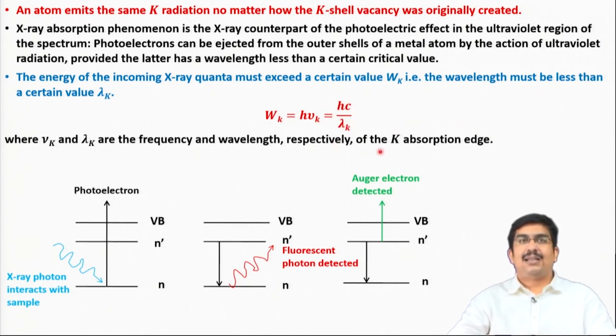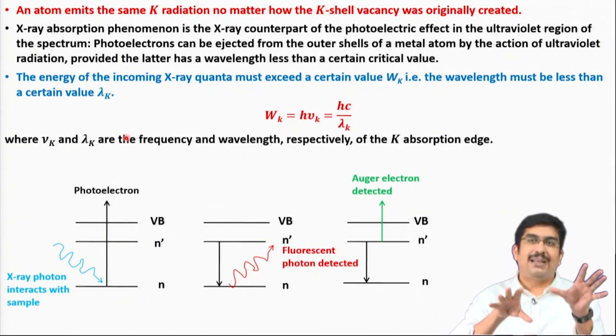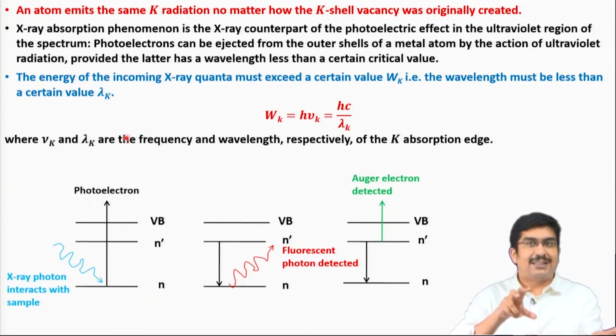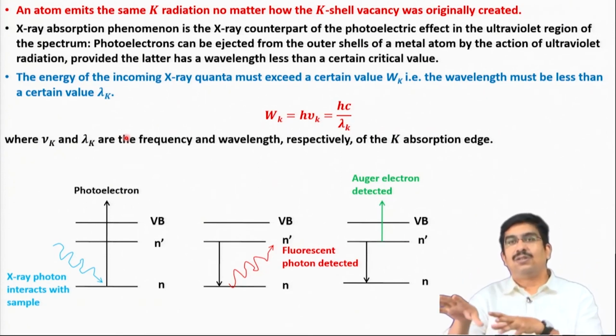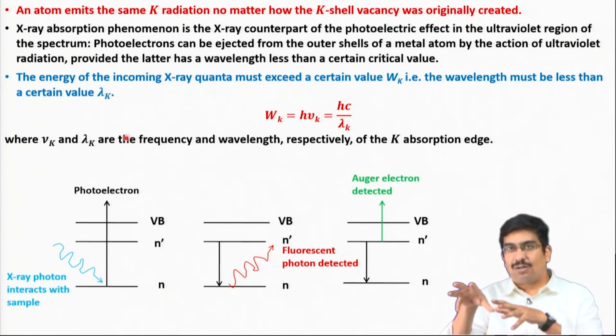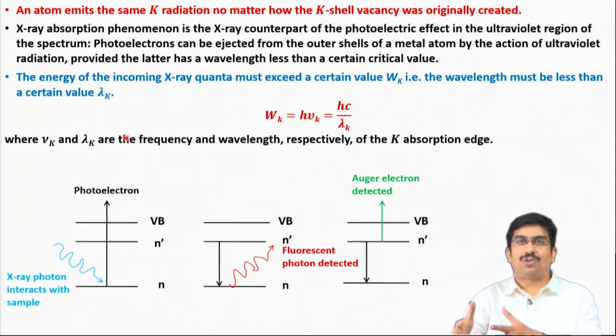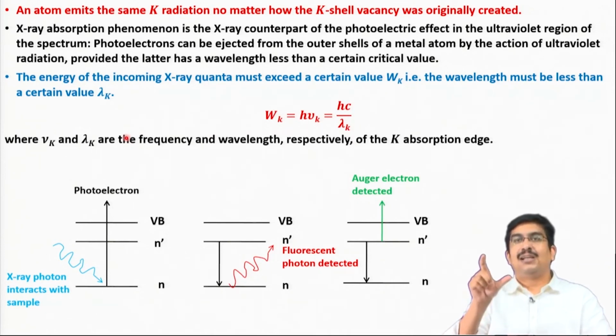Here nu k and lambda k are the frequency and wavelength of the K absorption edge. Instead of calling it K characteristic radiation, now we are calling it Wk and lambda k. Wk remains the same. Wk is the same amount of binding energy that you need in order to generate the characteristic K radiation, or to create that absorption edge, whatever it is. But this lambda k now is the wavelength of the K absorption edge.